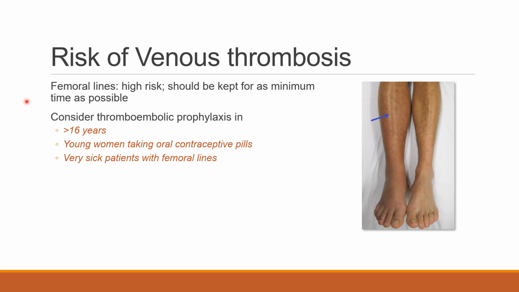Suppose the patient is more than 16 years, or the patient is a young woman who is taking oral contraceptive pills, or the patient is very sick with femoral lines, that is, the patient is not mobile. All those conditions increase the chance of development of venous thrombosis. In all those cases, we have to consider instituting thromboembolic prophylaxis in form of low molecular weight heparin.